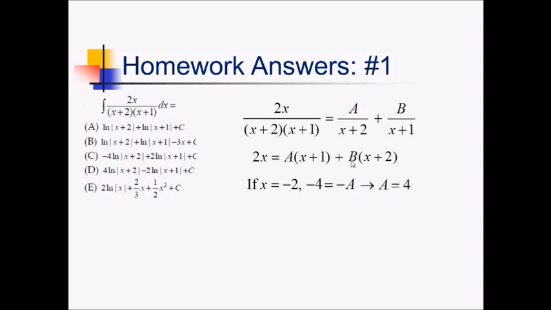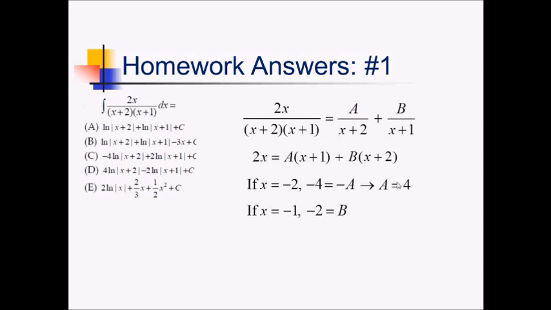Okay, let's find the B value now. To do that, I'm going to plug in an x value of negative 1 to get rid of this A term, because I need negative 1 plus 1. I'm going to have 2 times negative 1, which is negative 2. On the right side, the A term is gone. I've got B times negative 1 plus 2, which is just 1. So then we just have negative 2 equals B.